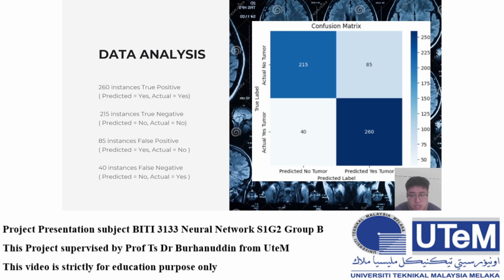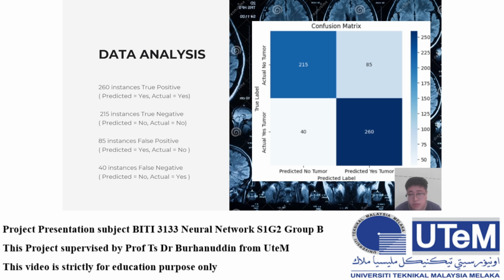So looking at the matrix, we can see in the top left quadrant, the 250 instances where our model correctly predicted non-tumor when the actual label was non-tumor. These are our true negatives. Moving to the top right, we have 85 instances that were actually non-tumor but our model mistakenly predicted yes tumor. So these are our false positives.